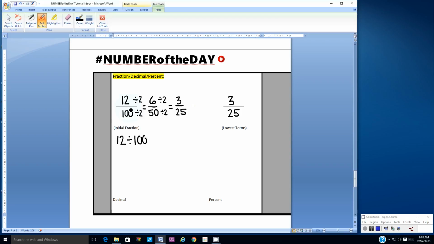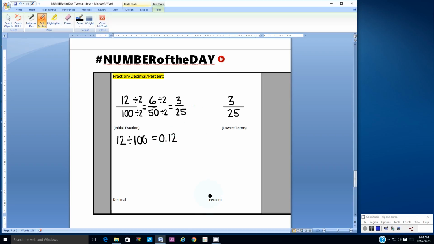Numerator divided by denominator. If you have a calculator, this is really simple. 12 divided by 100 equals 0.12. So you see how fractions and decimals are connected because there are two ways of writing the same number.